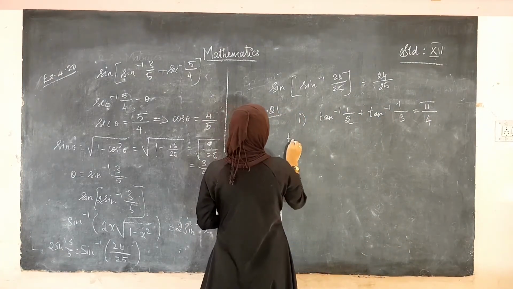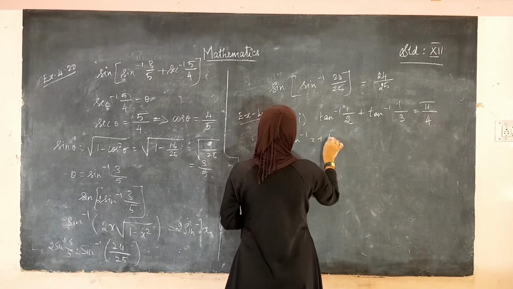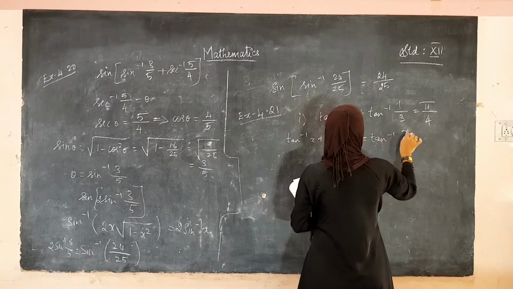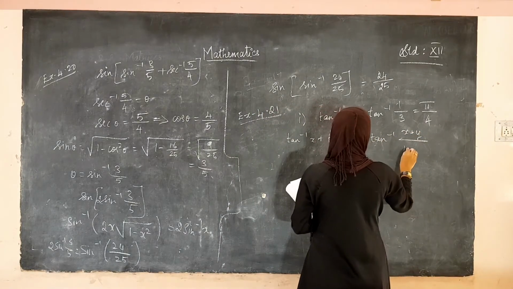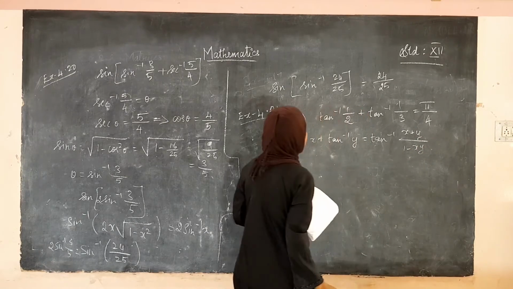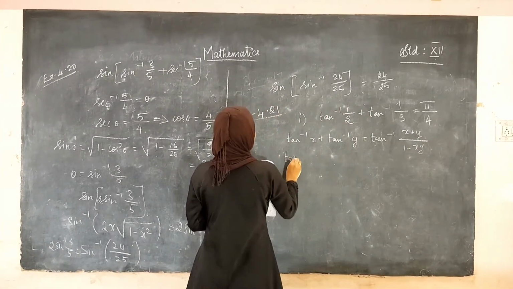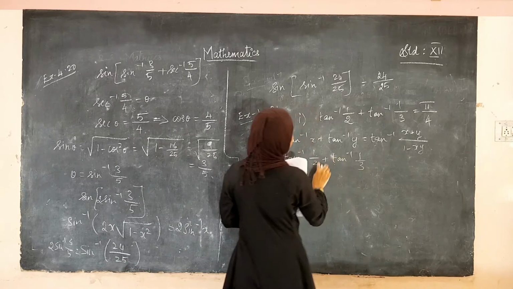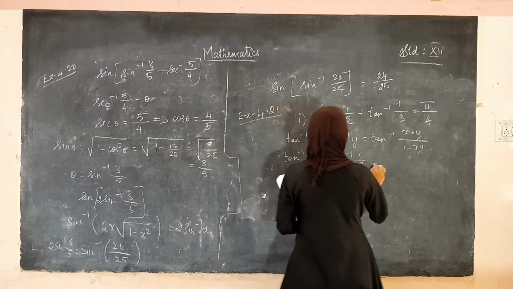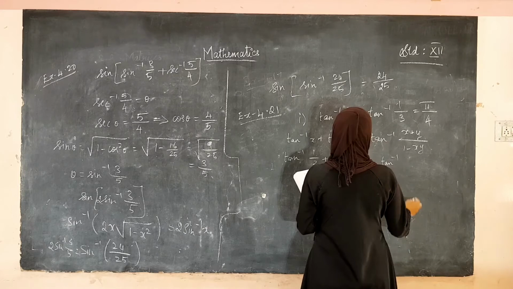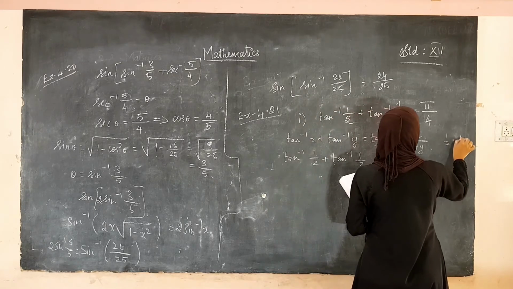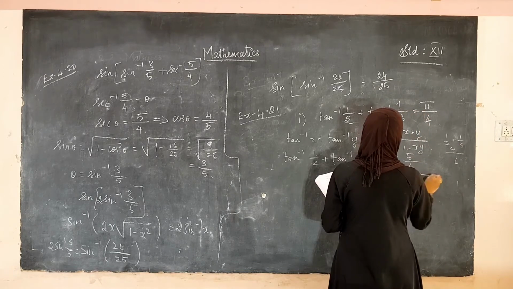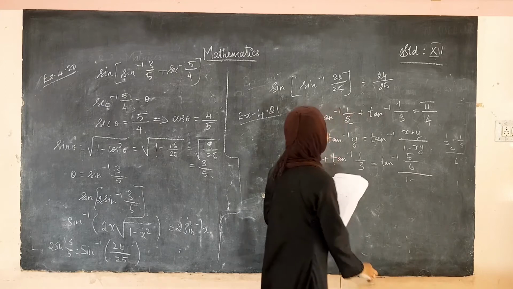We already know the formula: tan inverse of x plus tan inverse of y is equal to tan inverse of x plus y divided by 1 minus x into y. Shall we substitute the values in the formula? Tan inverse of 1 by 2 plus tan inverse of 1 by 3. X value is 1 by 2 and y value is 1 by 3. This is equal to tan inverse of x plus y, 1 by 2 plus 1 by 3. Take the LCM, 6: 3 plus 2, therefore 5 divided by 6, divided by 1 minus x into y.